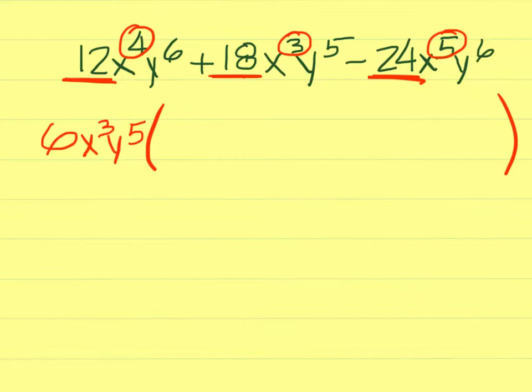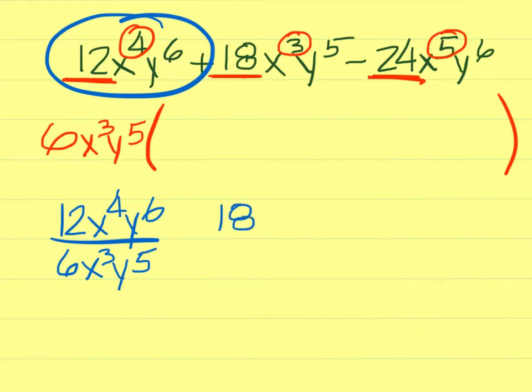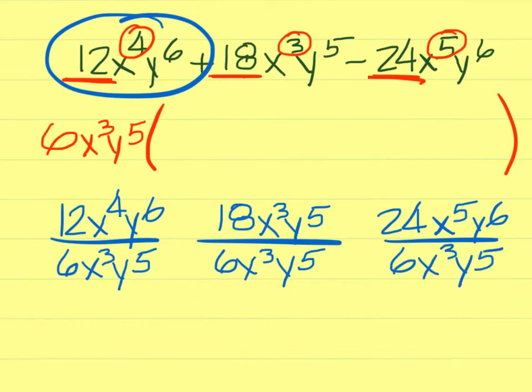So now you have to go back through and divide each of these by 6x to the third, y to the fifth. So 12x to the fourth, y to the sixth, divided by 6x to the third, y to the fifth. And set up the rest of them as well. 18x to the third, y to the fifth, over 6x to the third, y to the fifth, and then 24x to the fifth, y to the sixth, over 6x to the third, y to the fifth. Now go through and cancel what you can.